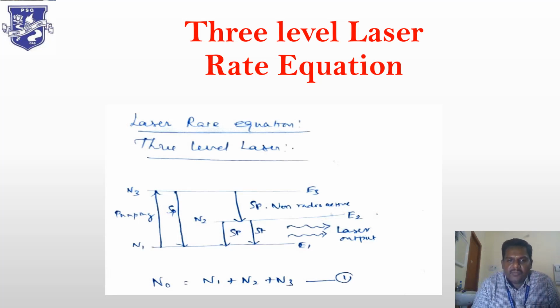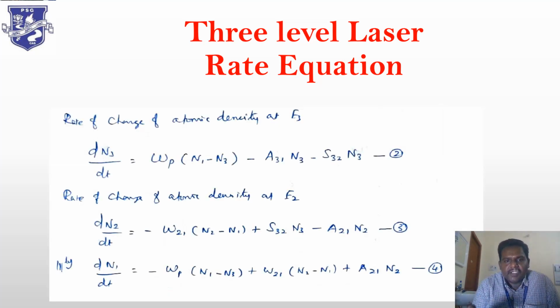The equation I have mentioned here, N0 is equal to N1 plus N2 plus N3, is nothing but the total number of atoms available in all three states, mentioned as N0. The sum of all three states gives us the same. Next we are going to see the rate of change of atomic density at the different levels E1, E2 and E3 by means of equations 2, 3 and 4.